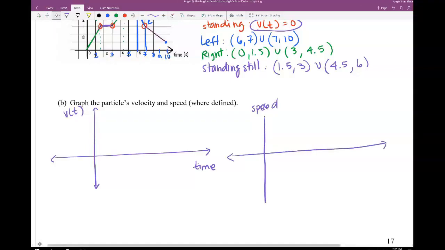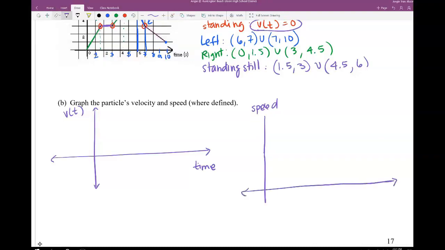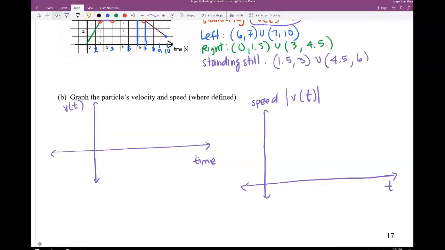I'm gonna change this to make it lower. What's the difference between velocity and speed? The speed is an absolute value of velocity, so it's only positive. That's why I'm making this slightly bigger on the y-axis, where it's more positive.